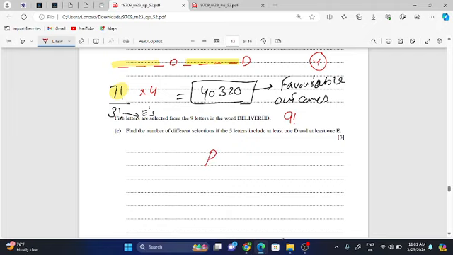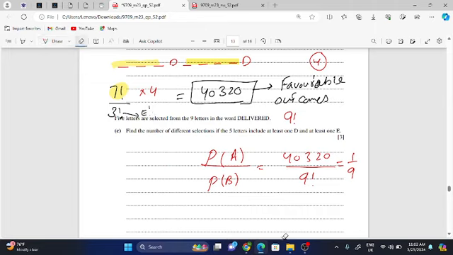So you can write the probability of favorable outcomes to the total outcomes, probability of A to probability of B, that could be written as 40320 over 9 factorial. Once you solve it, your answer will be coming as 1 by 9. In this way you can find the solution for that.